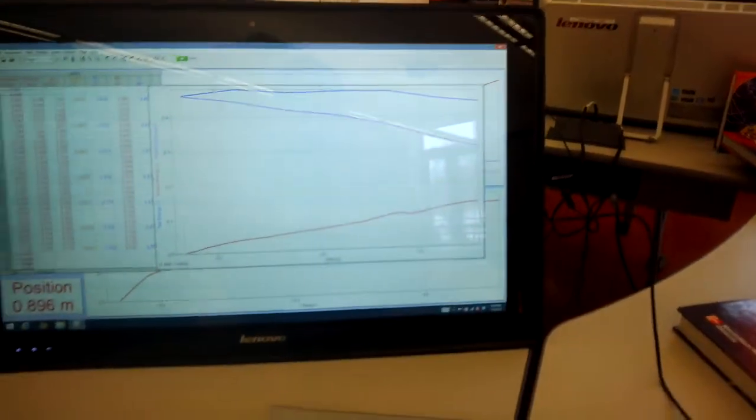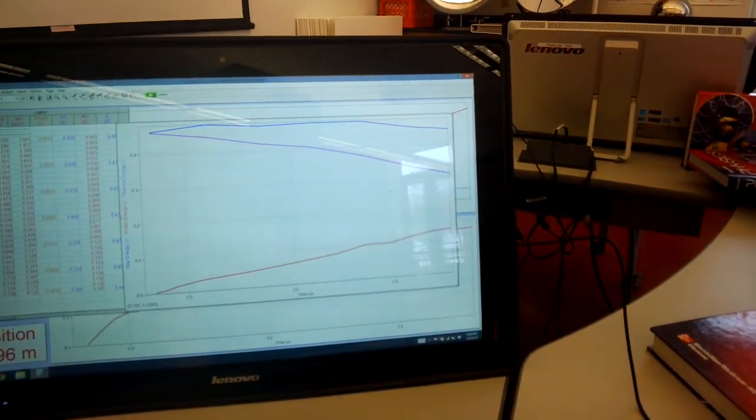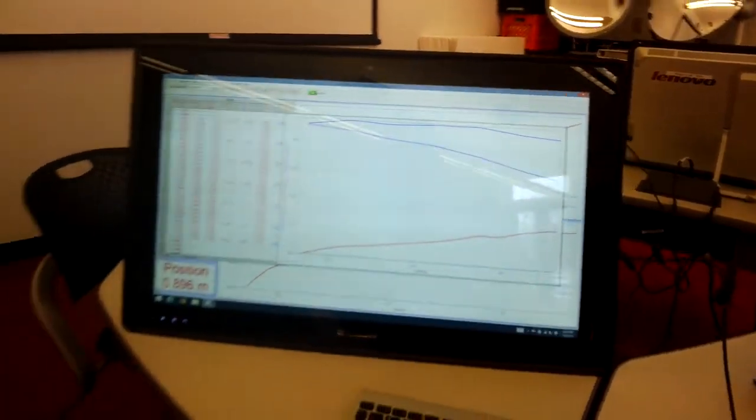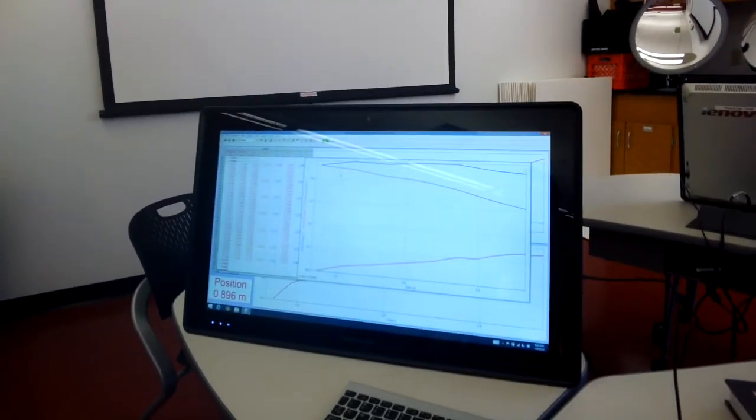So now it looks a little better, right? Here's the total energy. Here is the potential energy. Here is the kinetic energy. So the goal is to take this data, calculate up these values, and talk about what happens. Good luck.